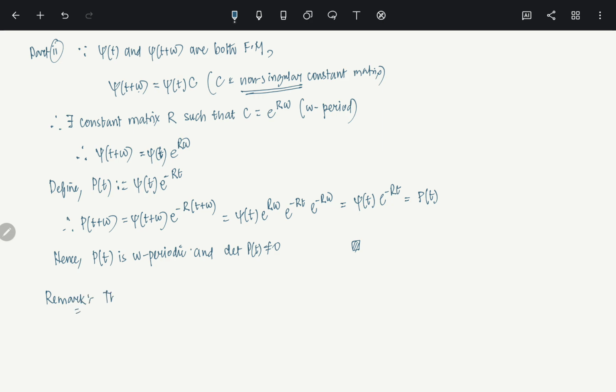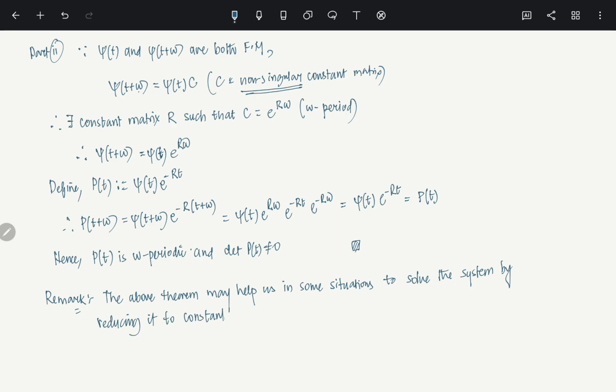The above theorem may help us in some circumstances, in some situations, to solve the system by reducing it to a constant coefficient system.